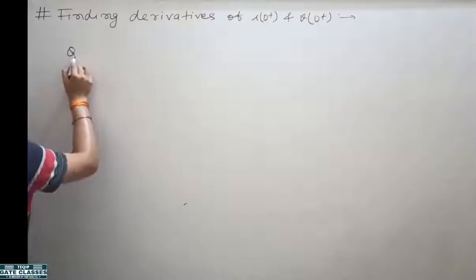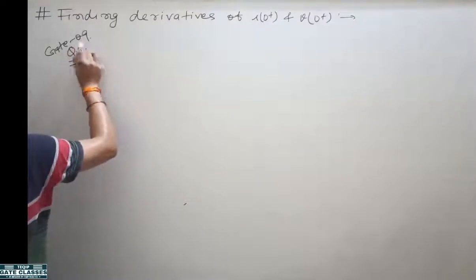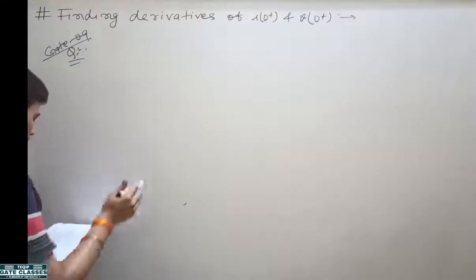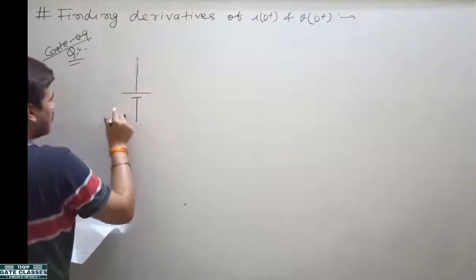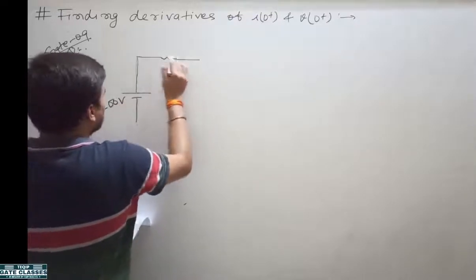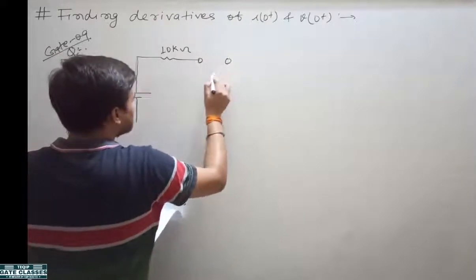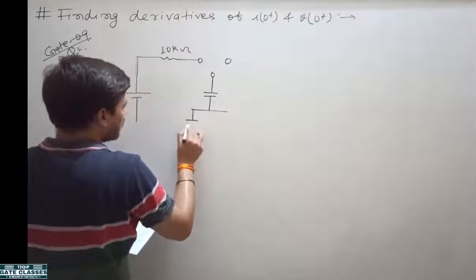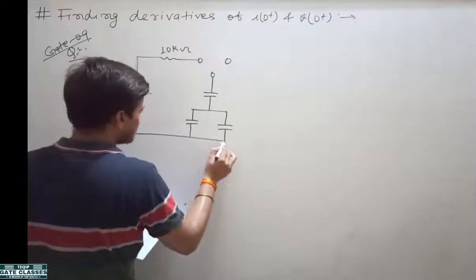See the next question asked in GATE 2009. Here they are saying you have a voltage source of 100 volt, then a 10 kilo ohm resistor. You have the terminals like this. You have the capacitors connected like this.